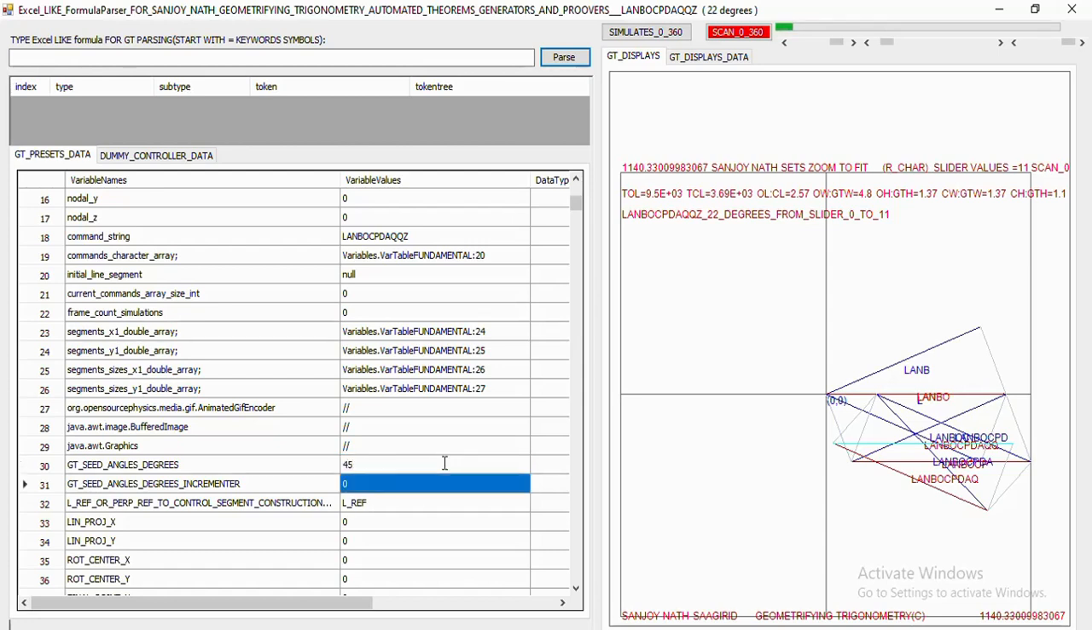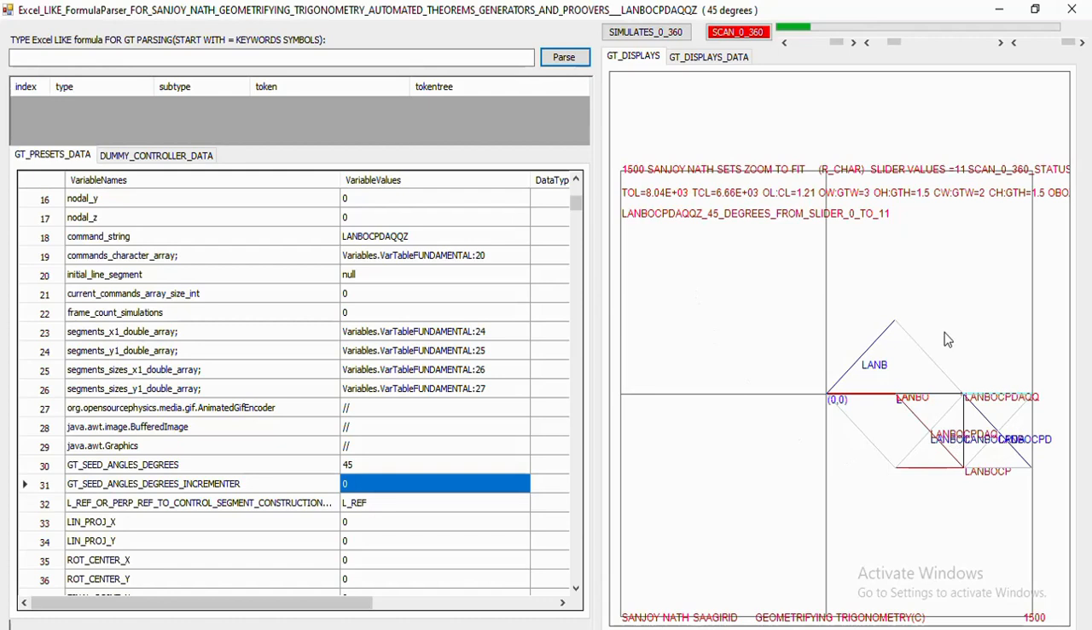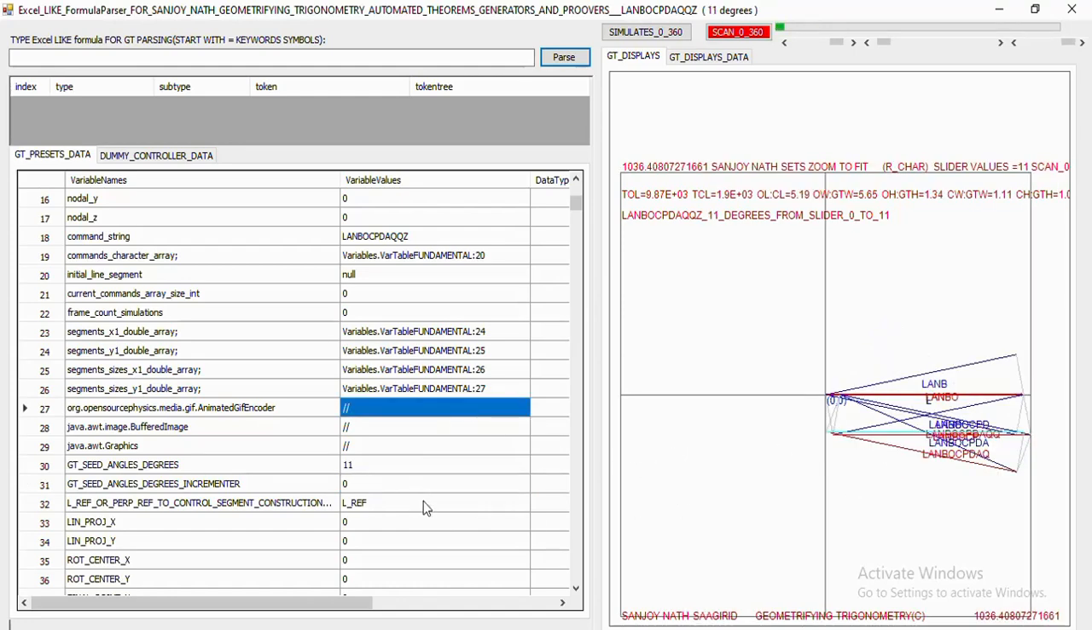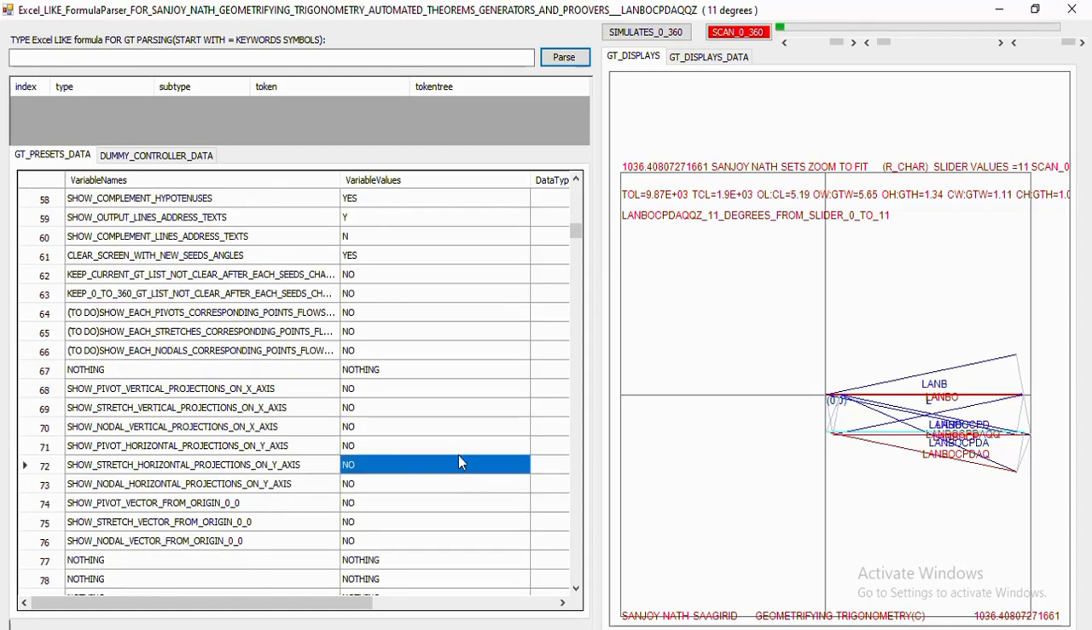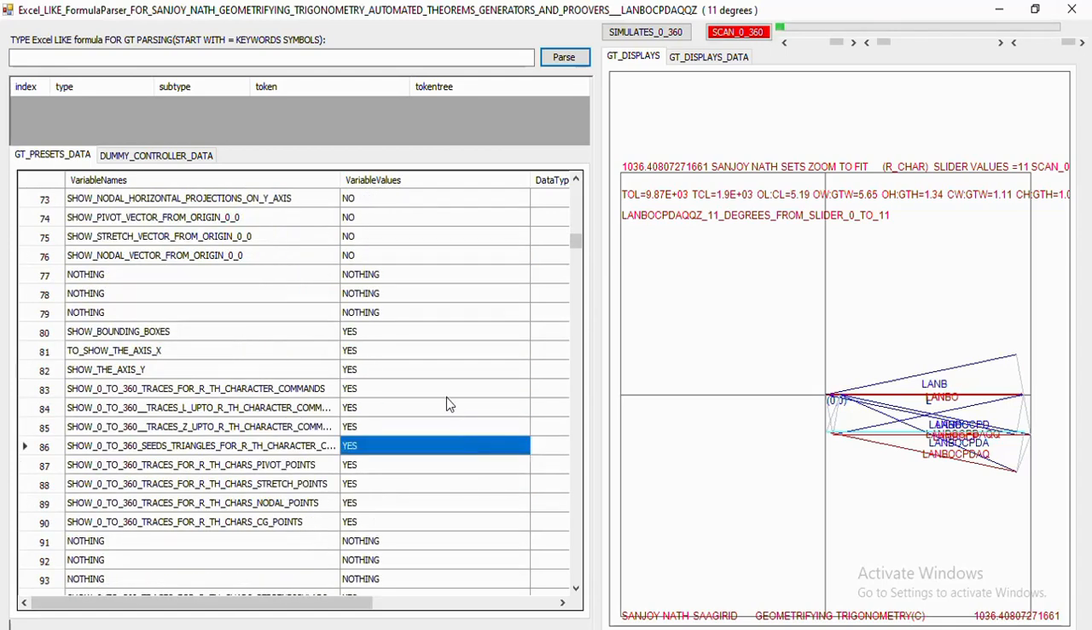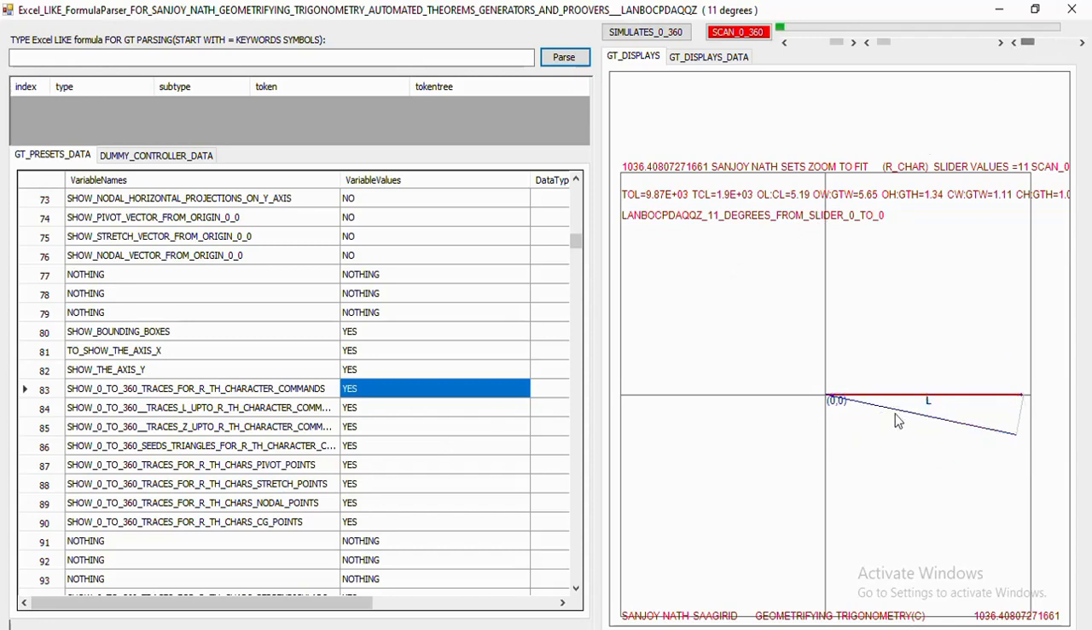Suppose if we take it as 45 degrees, then its behavior changes. For 11 degrees, its behavior is different. And now we want to see the behavior of the summation of the output line segments. At every stage of the construction, we will see that the outputs are different.